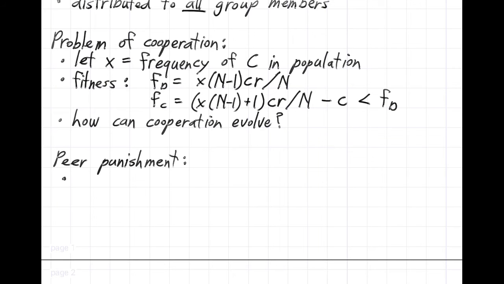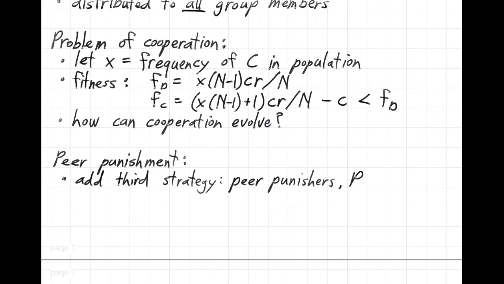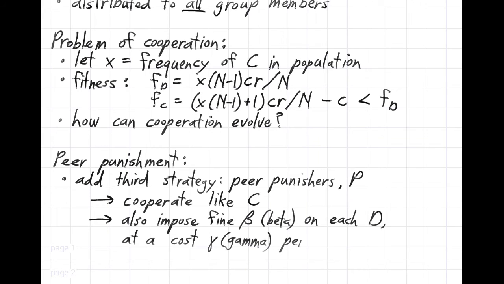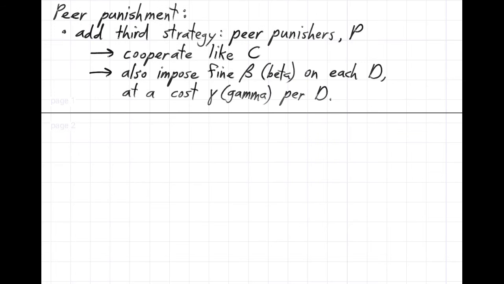So what we'll do is add a third strategy, peer punishers, and we'll call them big P. How they work is they cooperate, just like C does, but they also do something else. They impose a fine beta on each defector at a cost gamma per defector. So they have to pay a cost gamma for every defector they see, and that imposes a fine beta on the defector. So punishment is costly, and the more punishment that's needed, the more expensive it is. On the other hand, the more punishers there are in a group, the more a defector is going to be punished. So generally, how would we go about solving this kind of thing using the replicator equation?